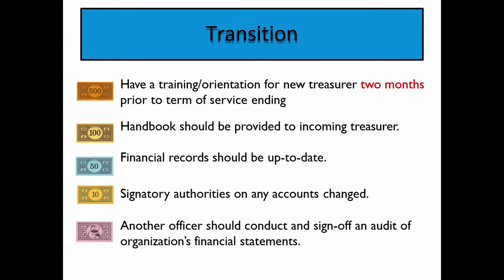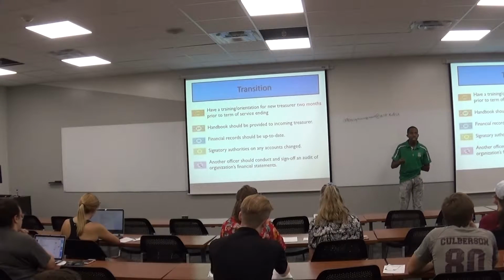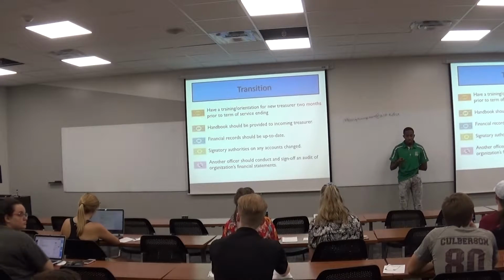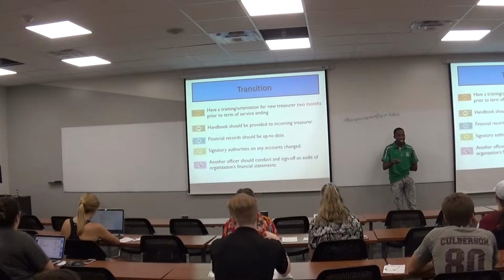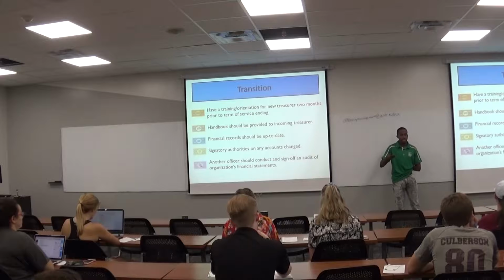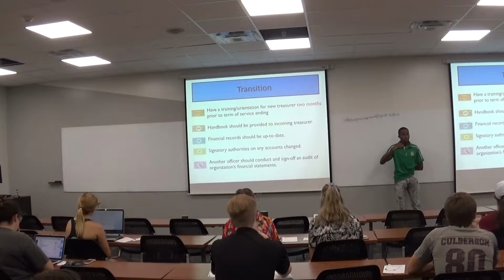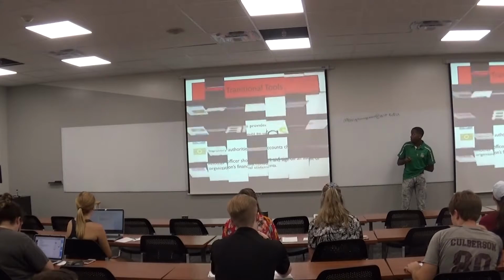Signatory authorities on any accounts changed. Another officer should conduct sign-off and audit organizations of financial statements. This is just transitional stuff. This is basically just saying to make sure your new treasurer is up to date and has everything that you had access to, so the treasurer can be just as good as you were in the future.